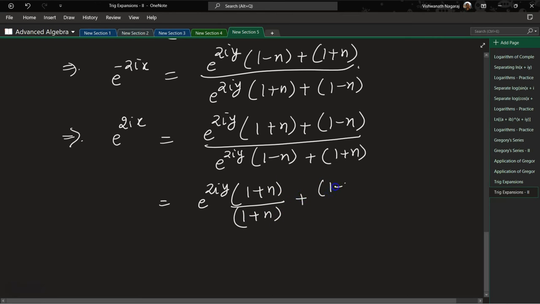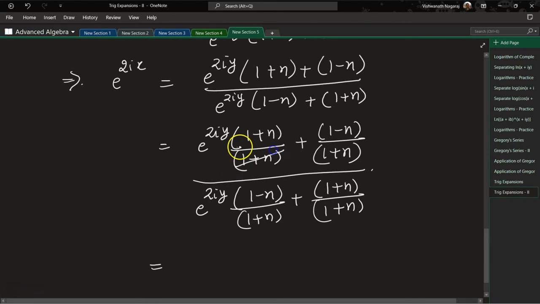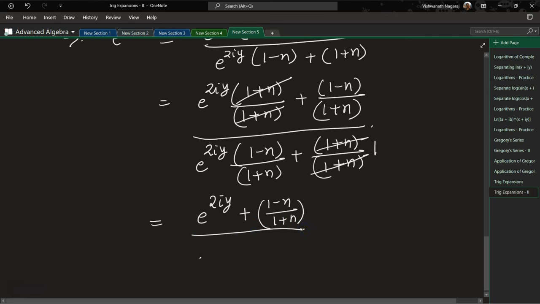So we write it as 1 minus n divided by 1 plus n. Yes. So if we really add it up, since the denominators are same, we just have to add the numerator. So it is equivalent. Now divide it by e to the power of 2iy 1 minus n by 1 plus n plus 1 plus n by 1 plus n. So we have divided all the terms by 1 plus n. What do we get? These two cancel out and these two cancel out, left with 1. So we have e to the power of 2iy plus 1 minus n by 1 plus n divided by e to the power of 2iy times 1 minus n by 1 plus n plus 1.